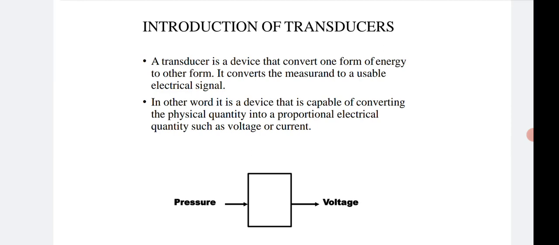So a transducer is used to convert one form of energy to another form of energy in such a way that the other form of energy will be a usable electrical signal. Okay, so the other definition of a transducer is that it converts a physical quantity into a proportional electrical quantity, such as voltage or current.